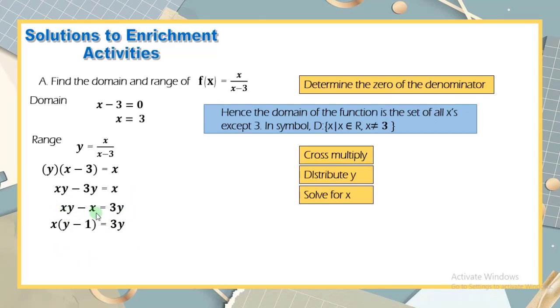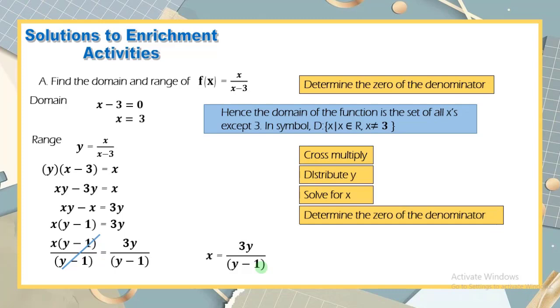Okay, so we have two terms having a common factor of x. So we factor out x. So xy divided by x becomes y, and negative x divided by x becomes negative 1, equals 3y. Okay, then we need to eliminate y minus 1. So we divide both sides of our equation by y minus 1. Then cancel out y minus 1. So this becomes x equals 3y divided by y minus 1.